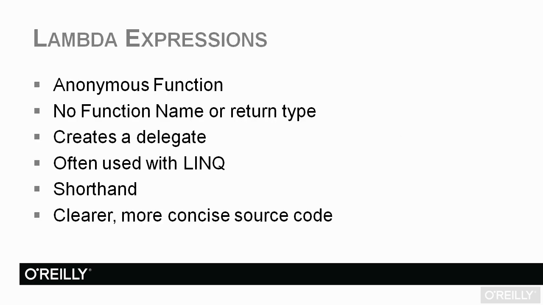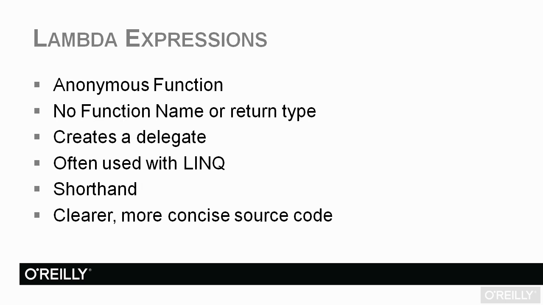I thought I would take this opportunity to give you a little bit of a primer on lambda expressions. Lambda expressions are somewhat new, although not overly new at this point, but they were a language feature that was not in the original .NET or C# versions. Lambda expressions allow you to create an anonymous function. The function doesn't have a name or a return type. It basically creates a delegate, and you'll often see this used with LINQ queries.